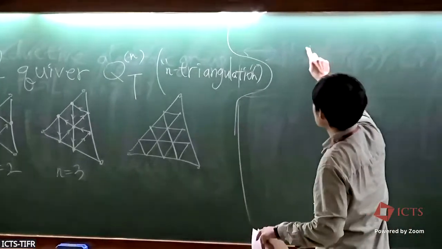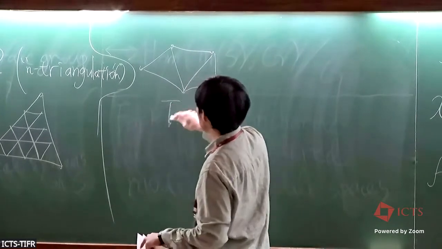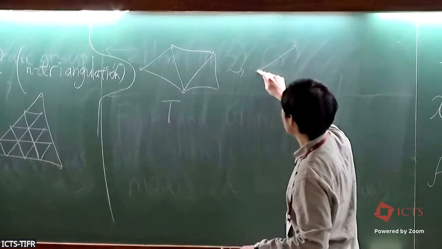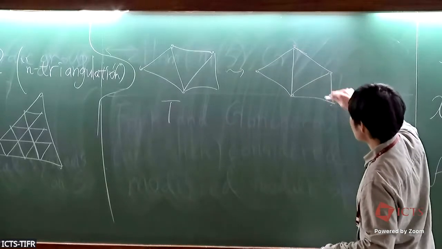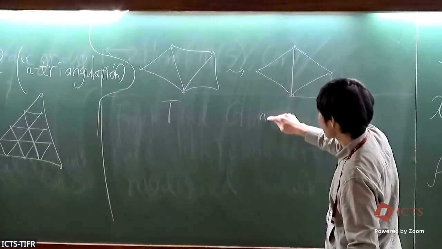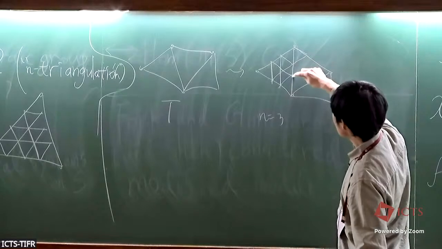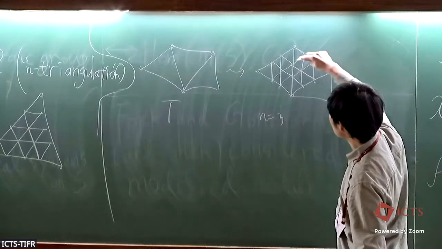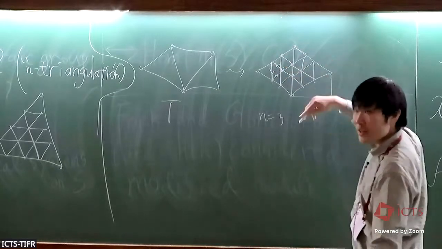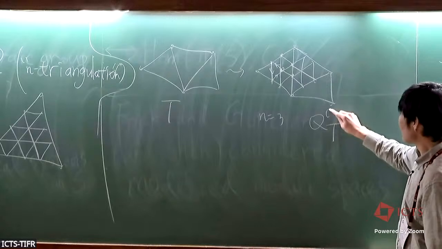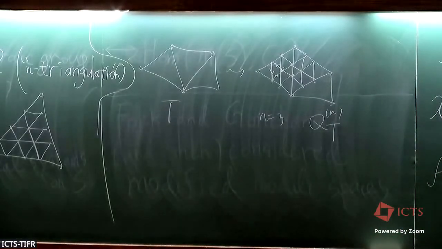So what I just said is that your ideal triangulation consists of a bunch of triangles, and then you would do what I did there. And let's say for n is 3, you do it for every triangle, and then you glue. Then you get some quiver that I call this. So let me give you an example.